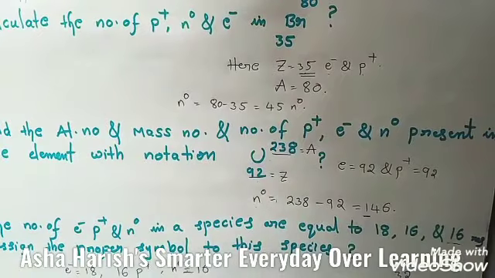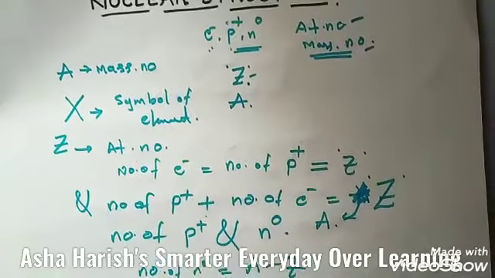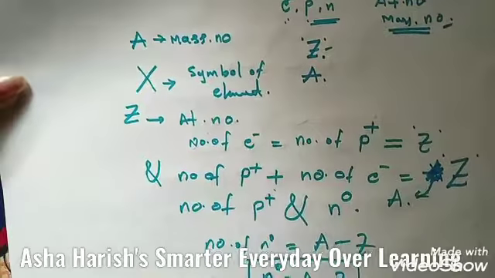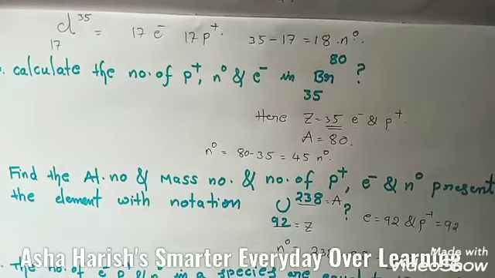Okay, students, this is about our today's session. Based upon the nuclear structure, we are doing some experiments here. By using this formula, you can calculate the number of neutrons, protons and electrons, students. I explained 3 problems also based upon the nuclear structure.